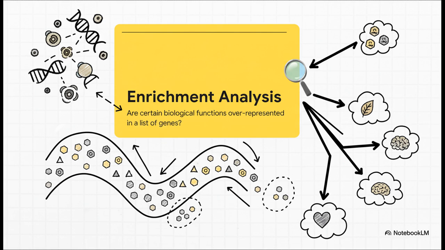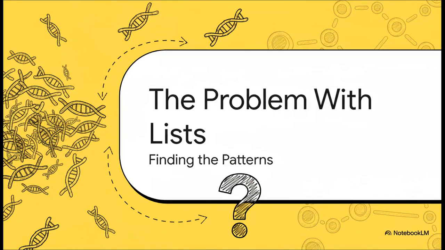It's basically a computational method that's built to answer one simple question. In my big list of genes, are there certain biological functions or pathways that show up way more often than you'd expect just by random chance? To really appreciate why this method is such a game changer, let's first dig into the fundamental problem with just staring at a raw list of genes.